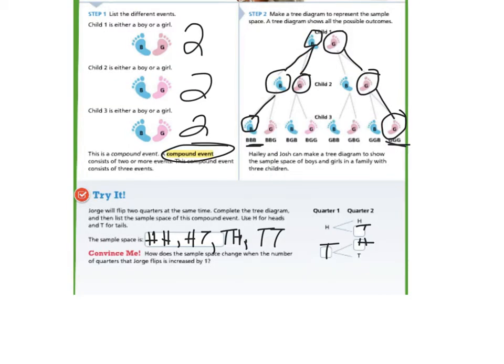In this try it question, Jorge is flipping 2 quarters at the same time. Each quarter has 2 possible outcomes, and what you'll notice is that there are 4 outcomes altogether. The sample space shows all 4 of those outcomes. In other words, quarter 1 could be heads, and so could quarter 2. Quarter 1 could be heads, and quarter 2 could be tails. Quarter 1 could be tails, and quarter 2 could be heads, and both quarters could be tails. So there are 4 possible outcomes for this compound event.